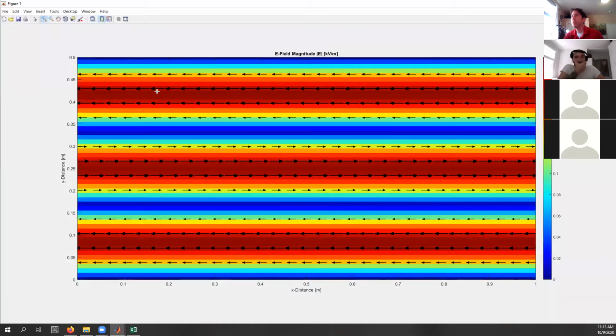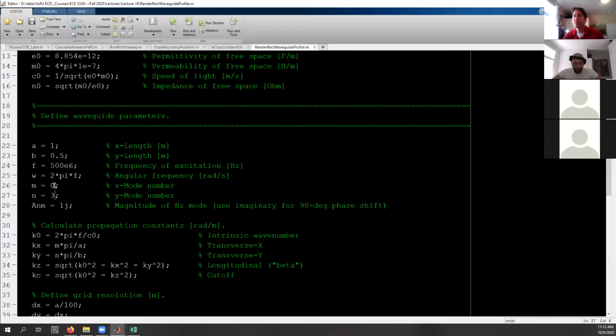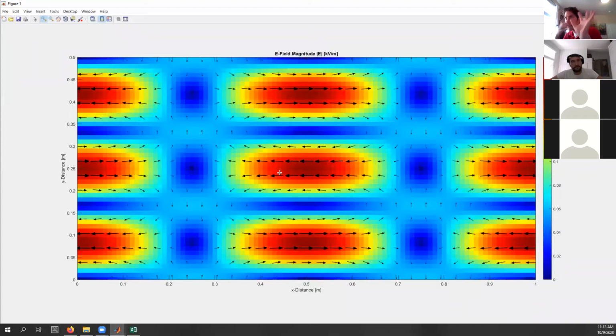What happens if I do something like 2, 3? So now these two fields start just blasting into each other, but you can still do that same argument, right? I'm looking at the left edge where I have set x equals 0. So all I am looking at is x is 0, so there's only an E sub x component and it is varying over y. So this will tell me n. N is 1, 2, 3 for this mode here.